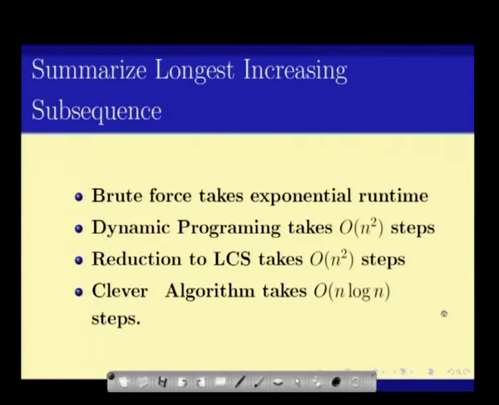To summarize, we have a brute force algorithm that takes exponential time, a dynamic programming algorithm that takes order n square steps, a reduction to longest common subsequence that takes order n square steps, and a very clever algorithm that takes order n log n steps, and that is the optimal.